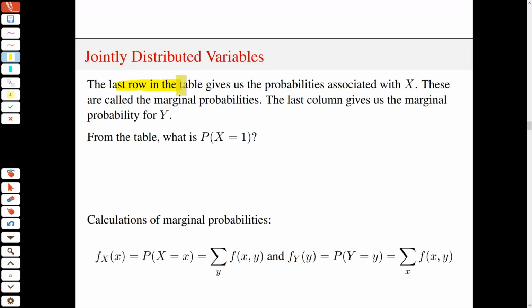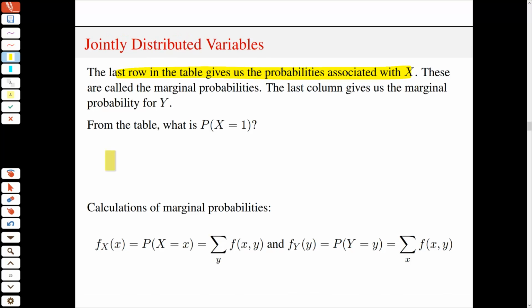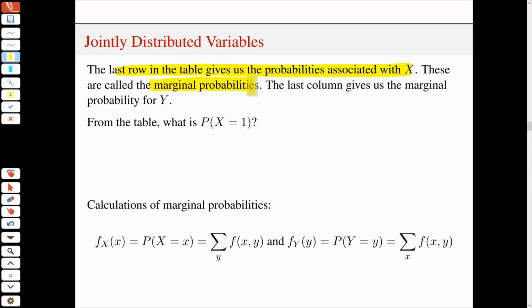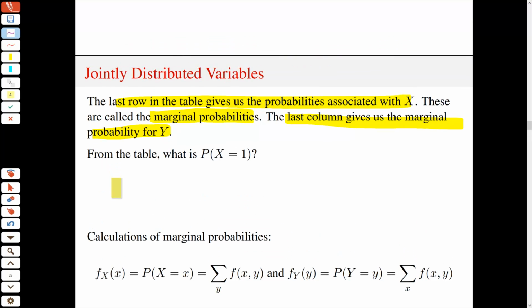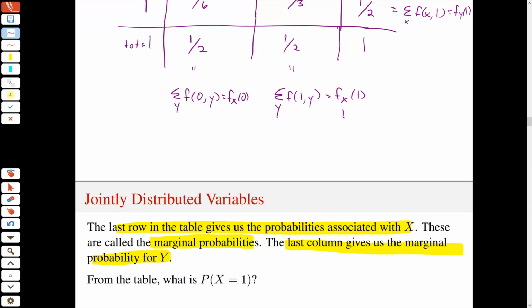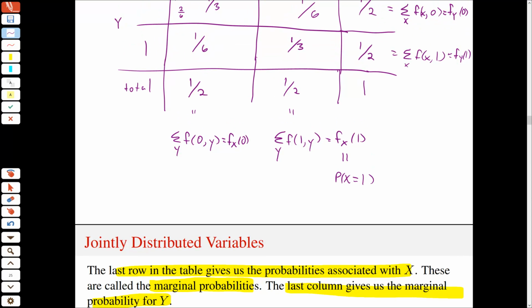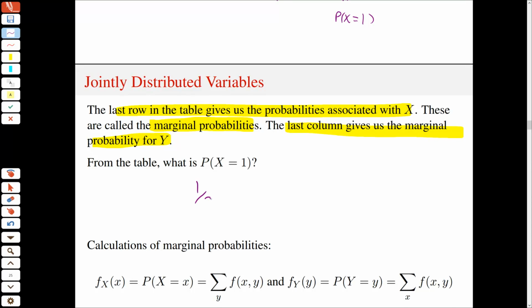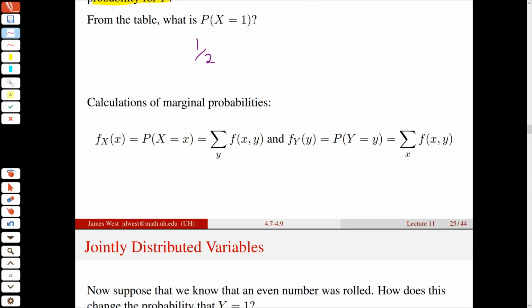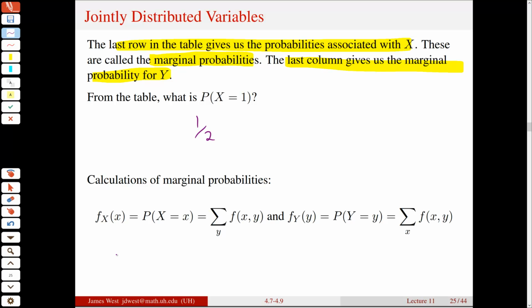The last row gives us the probabilities associated with x, and we call these the marginal probabilities. The last column gives us the marginal probabilities for y. From the table, what is the probability x equals 1? Well, that would be fx of 1 by definition of the probability mass function. We see that that number is 1/2. And that's how we calculate marginal probabilities.